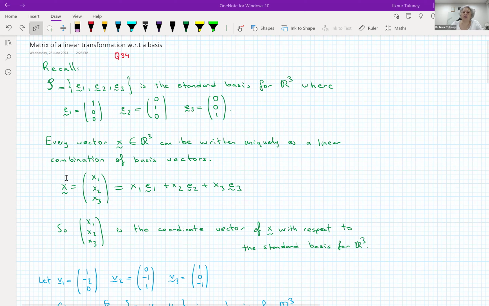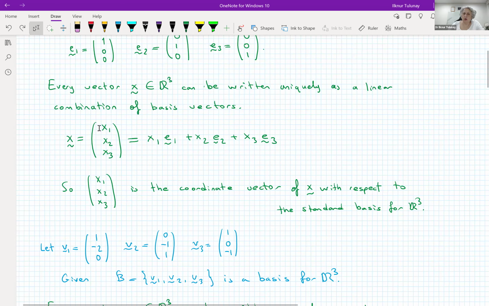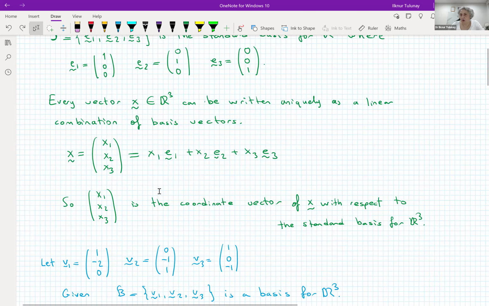So if you have a vector with components x1, x2, x3, then we can write this vector as x1 e1 plus x2 e2 plus x3 e3, right? This is a linear combination, and the coefficients x1, x2, x3 correspond to the coordinates of the vector. So we call x1, x2, x3 the coordinate vector with respect to the standard basis. Since the standard basis is so obvious, the vector itself is the coordinate vector.